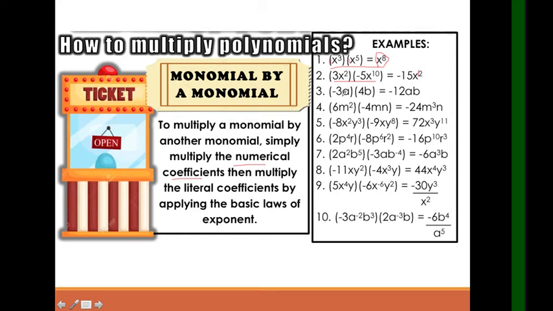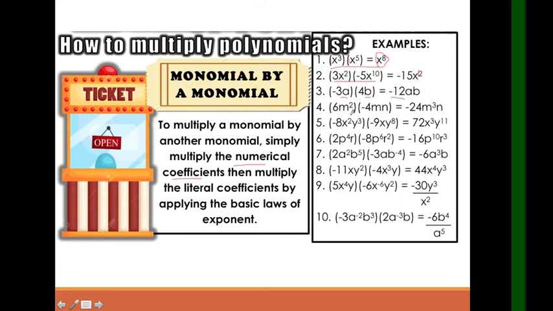Next, negative 3a and 4b. So, in this form, hindi pareho yung kanilang literal coefficient. Kapag nagmumultiply, okay lang. Pero pag nag-add, hindi pwede. No? So, negative 3 times 4 is negative 12. Again, they don't have the same sign. That's why the answer is negative. Since a and b are not the same, we will just combine them. So, we have ab.